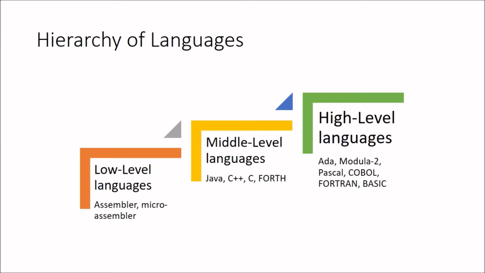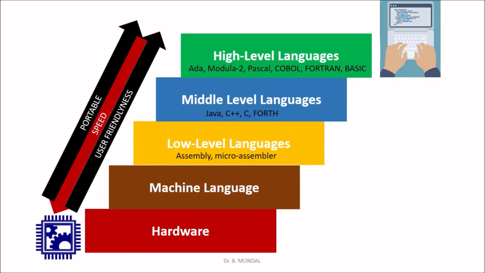At the bottom, the low level languages, like assembly language and micro assembly languages, then middle level languages like Java, C++, C, and Forth, and at the top the high level languages Ada, Modula, and Fortran. But I like to represent it in this way: at the bottom, the hardware understands only machine level language. So just after hardware, machine level language comes, and on that, low level languages come like assembly language and micro assembly language. Then middle level languages come like Java, C, C++, etc. And then high level languages come like Ada, Modula 2, Pascal, and COBOL, etc.